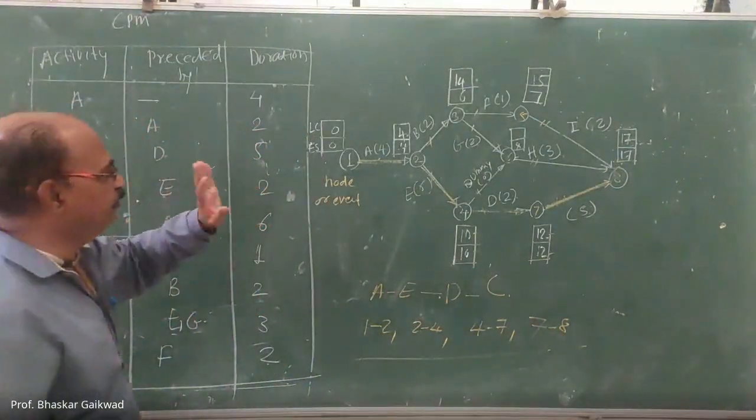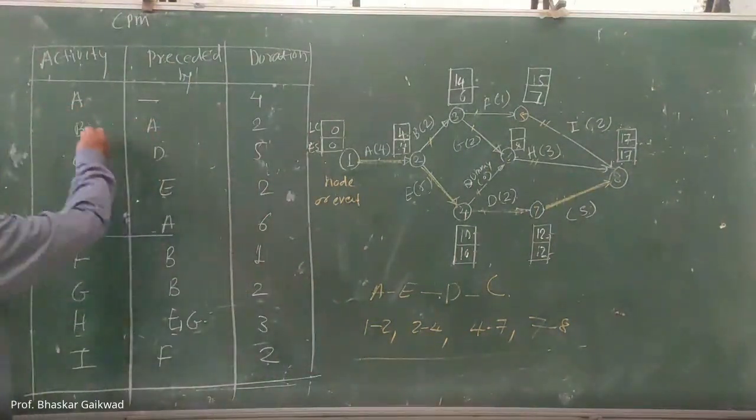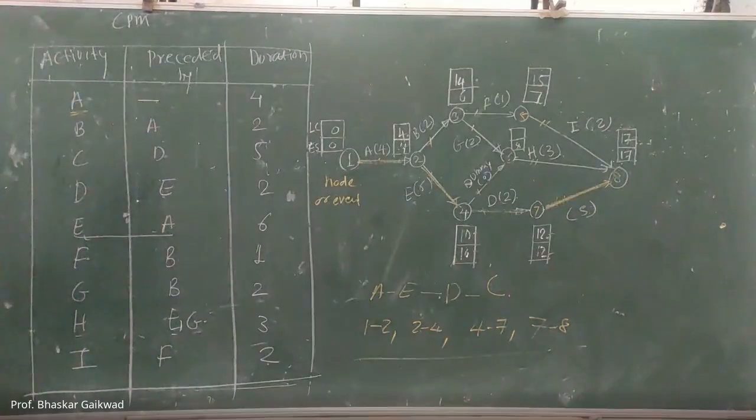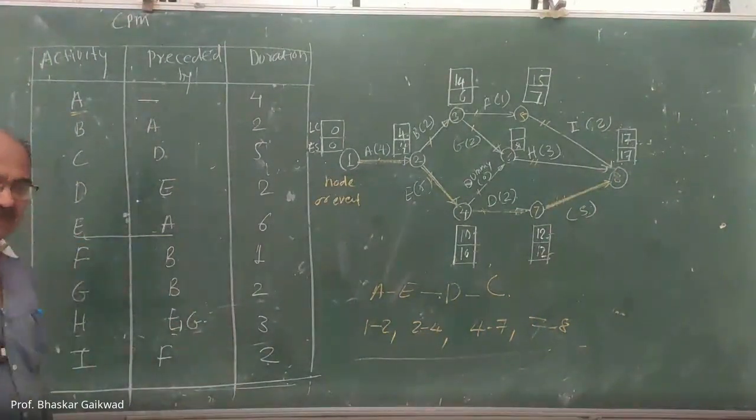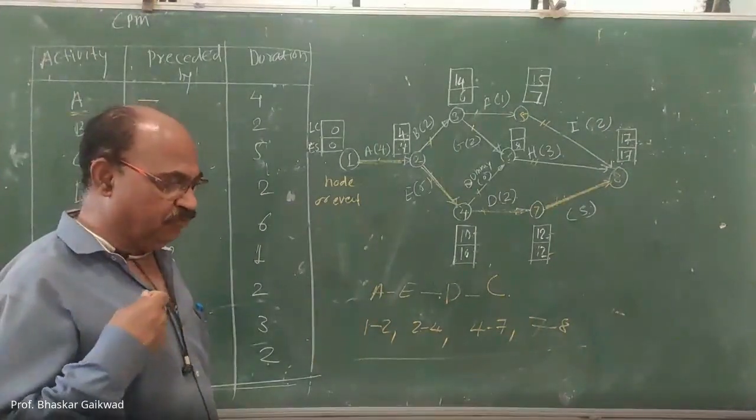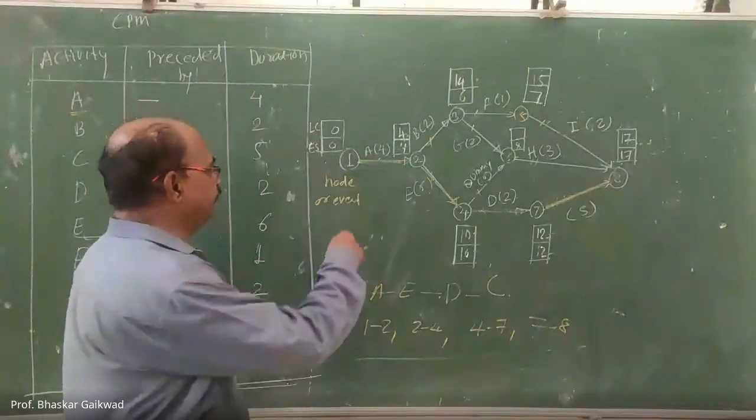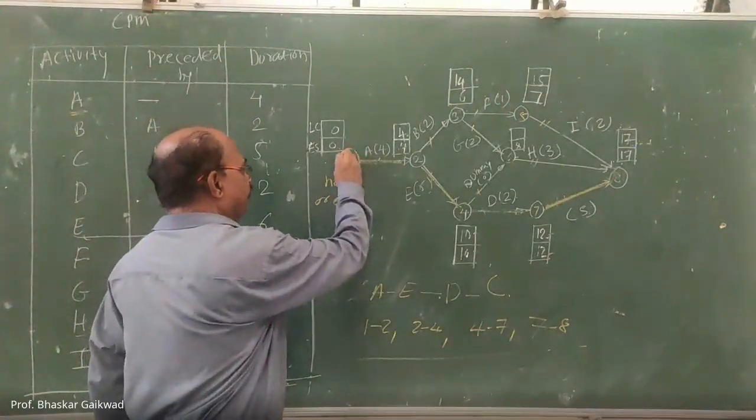So initially, how to make this diagram? This is the initial point. First we can take any activity, and any activity requires a starting point. Suppose I want to move from this place to that place. This is the starting point. So this is our starting point.